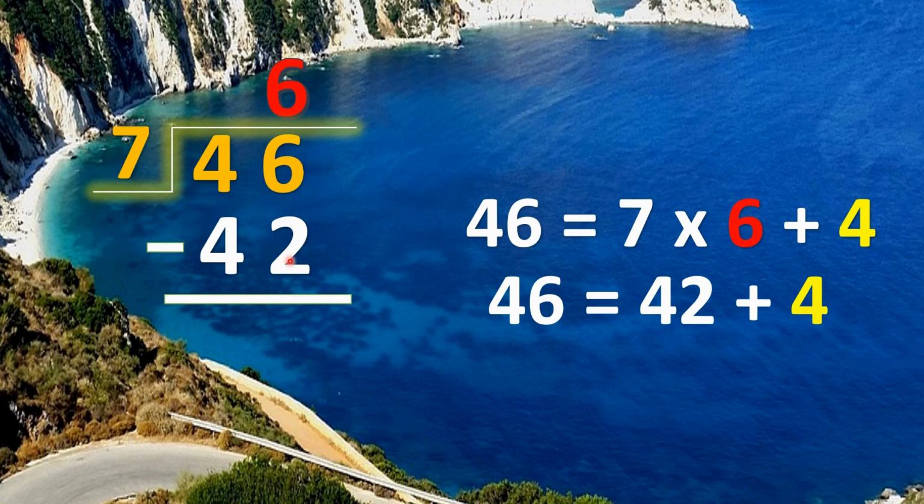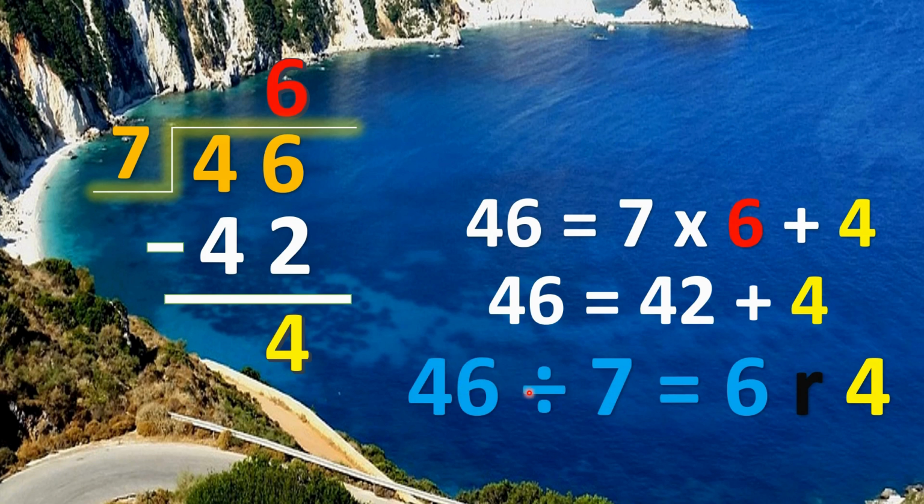6 minus 2 is 4. And what is 4 minus 4? 0. And we are done because 4 is smaller than 7. We cannot continue with the division. And now we write it in a neat way. We have 46 divided by 7 is 6 remainder 4.